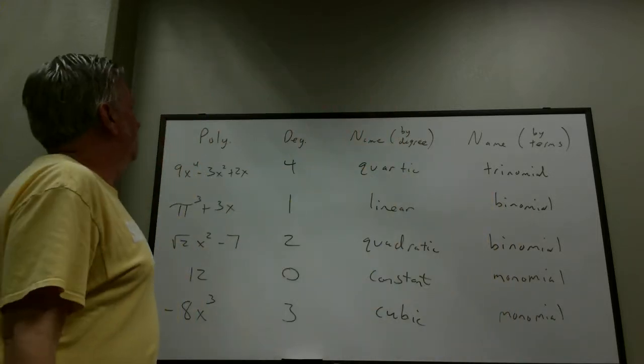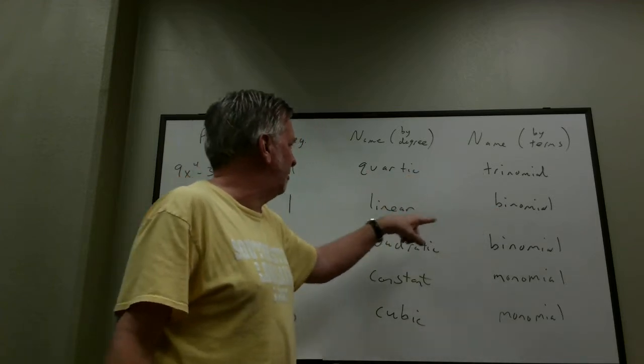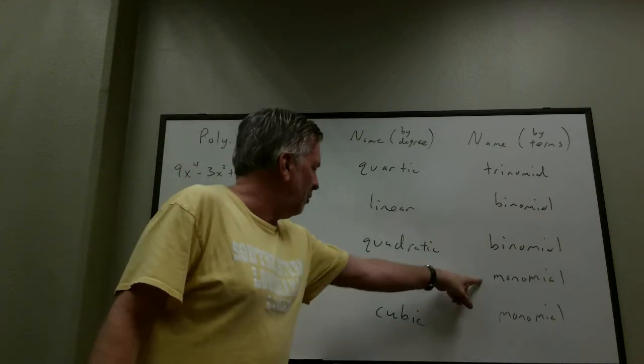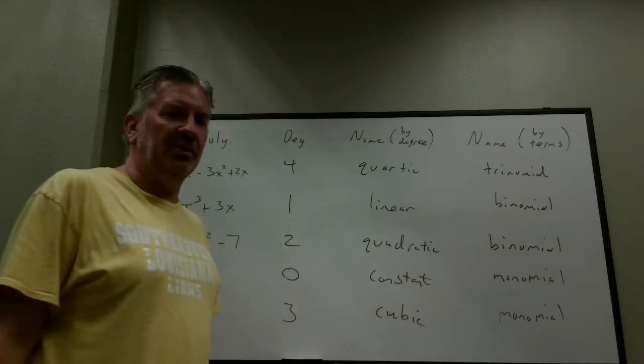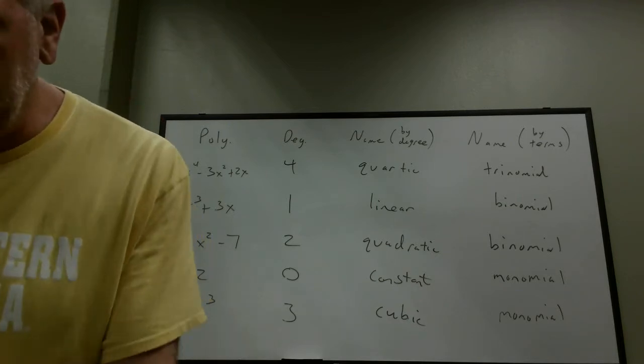Okay? And notice, you can mix and match, right? This is a trinomial that's quartic, that's a binomial that's linear, that's a binomial that's quadratic, right? A monomial that's a constant, a monomial that's cubic. So you can mix and match. Okay, so there are some definitions for you.